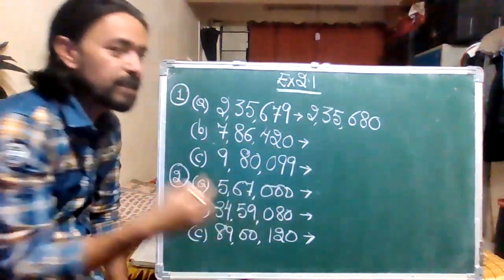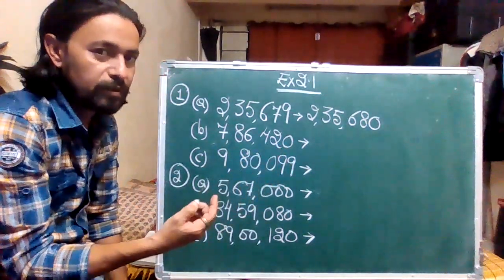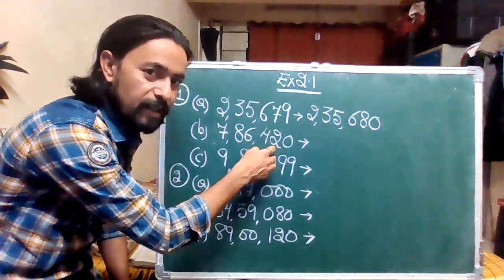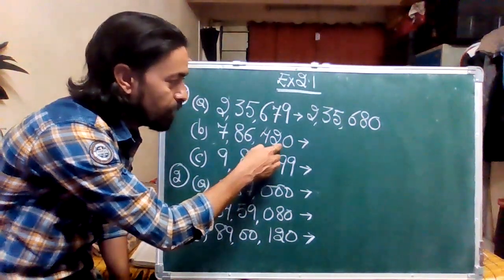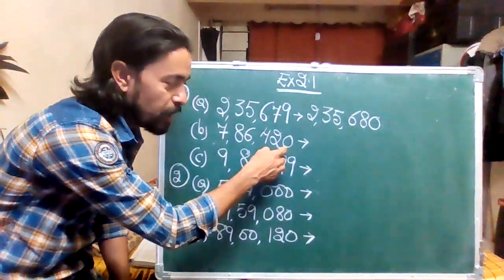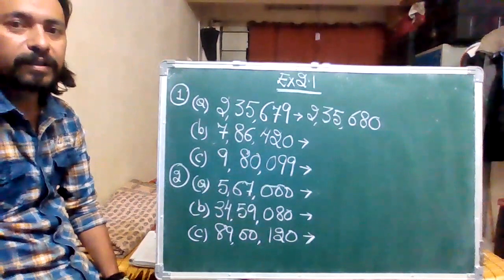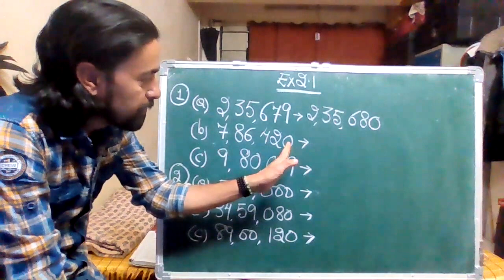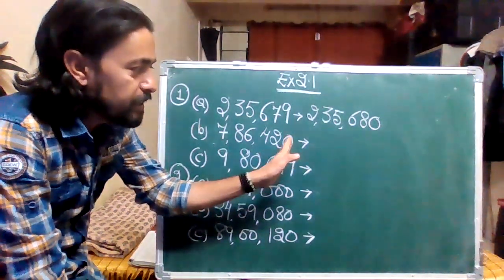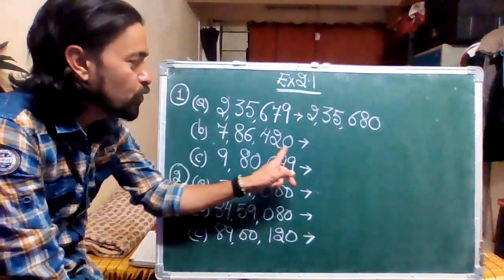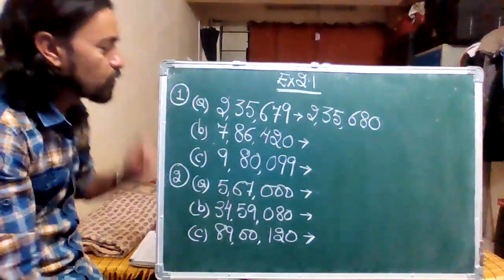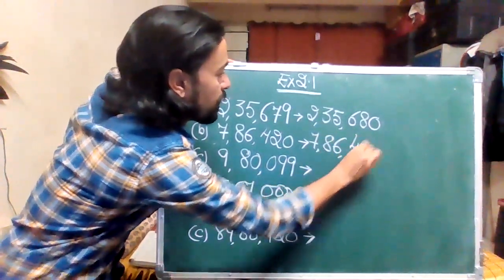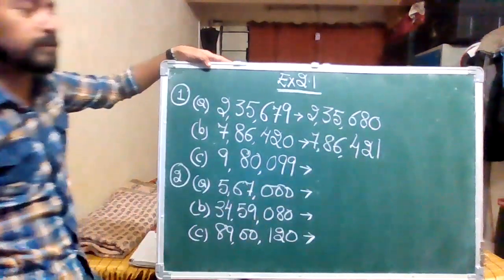7,86,420. After 20, now here in the units place is 0. So I go to the next place value, that is the tens, and we have 2. This 0, if I increase it by 1, it becomes 21. So I look at the last place value and I increase it by 1. But naturally, after 20 comes 21. So this becomes 7,86,421.